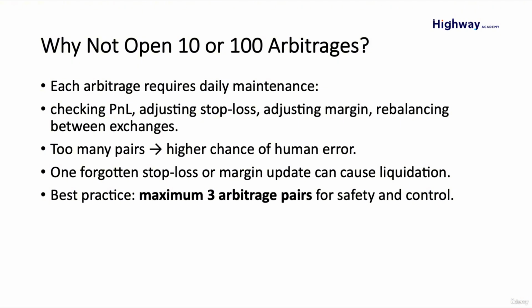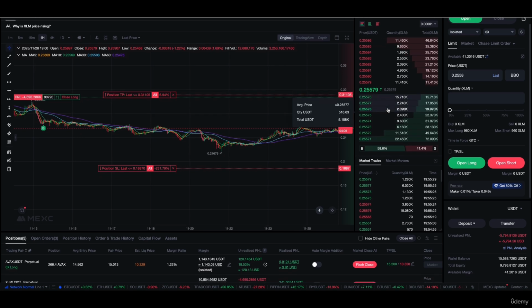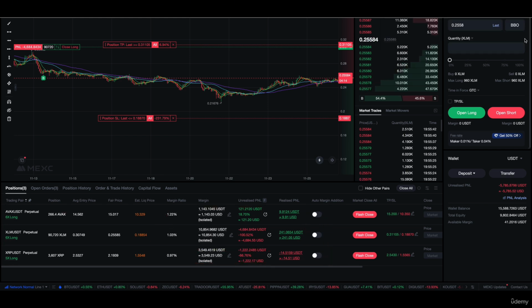If you open too many arbitrage positions, you will eventually forget to update some of them. You will be mentally tired. You might forget to adjust a stop loss, or you may miss a margin update. And if just one position becomes unmanaged, it can be liquidated, breaking the entire strategy. For this reason, I personally limit myself to a maximum of 3 arbitrage positions at the same time. With 3 positions, I can maintain them well, adjust them properly, and keep everything under control without unnecessary stress.